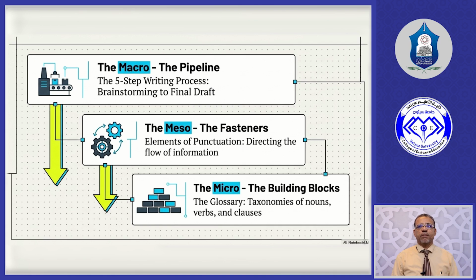Here also the meso, the fasteners, elements of punctuation, directing the flow of information. And the last one, the micro, the building blocks, the glossary, the taxonomies of nouns, verbs, and clauses. So these are the three things we have to be very careful about, and they all go into building our vocabulary.